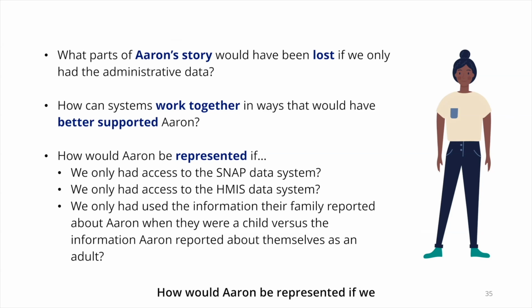How would Aaron be represented if we only had access to the SNAP data system? Or we only had access to the HMIS data system? Or we only used information their family reported about Aaron when they were a child versus the information Aaron reported about themselves as an adult?